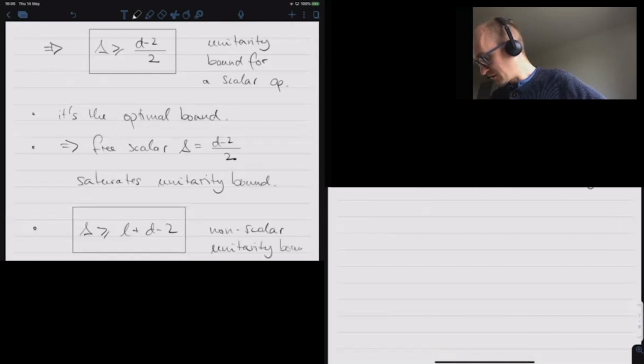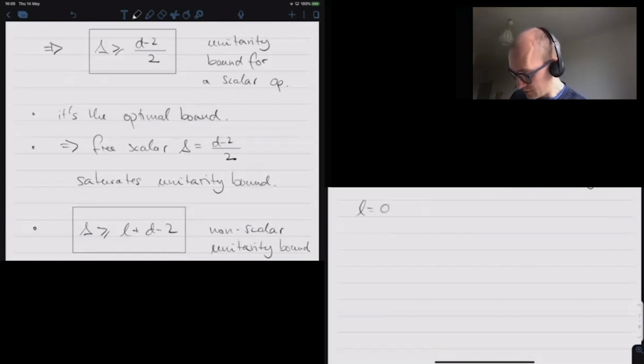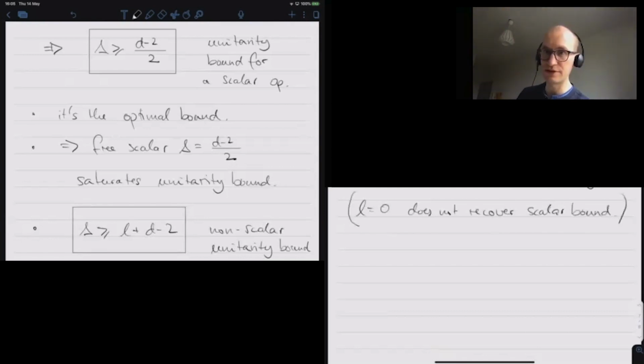And what's important, this might already irk you, but actually L equal to 0 does not recover the scalar bound. So you have to treat the spin 0 and all other spins separately. Okay, this is just a comment. Don't be perturbed by this. These are correct. It's just that you do not get the scalar bound just by putting L equal to 0 here.